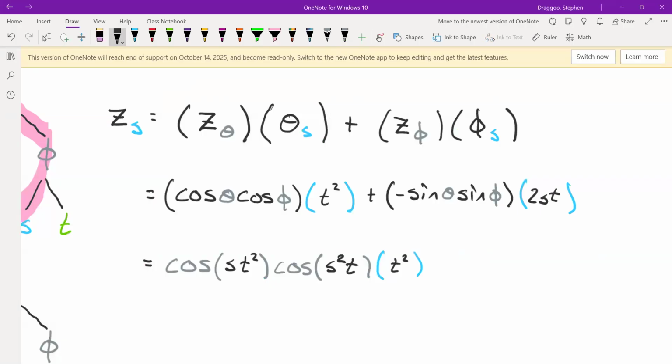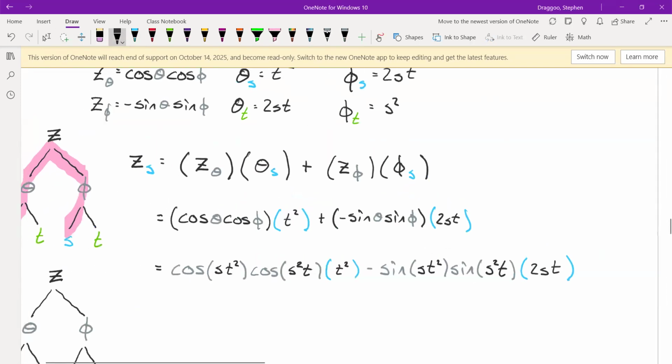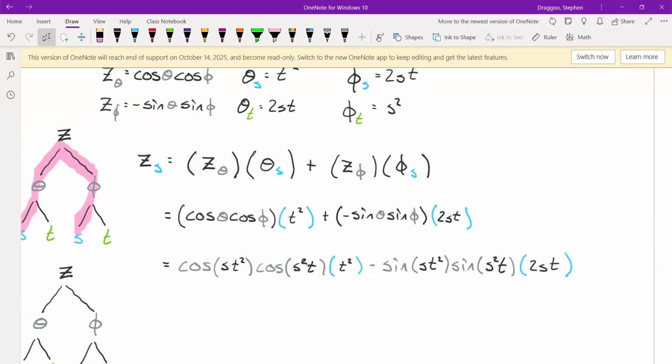Well, so I just made those substitutions to get theta and phi out. And then repeat that process for the right side. This will be sine of st squared times the sine of s squared t. All of that times 2st. 2st. For the chain rule part. And then I'll zoom back out to put that whole bit on screen.